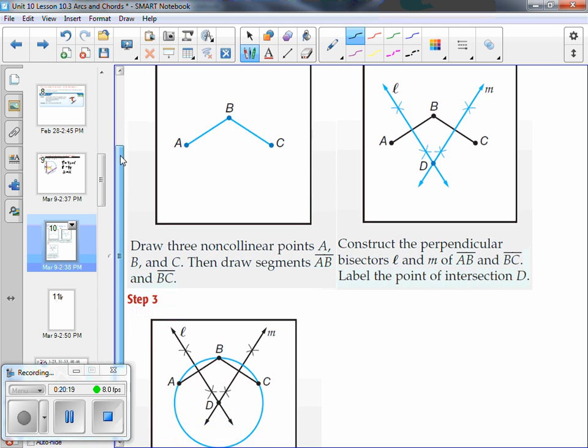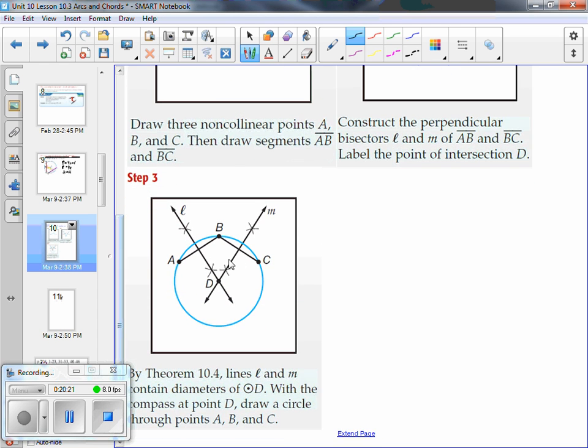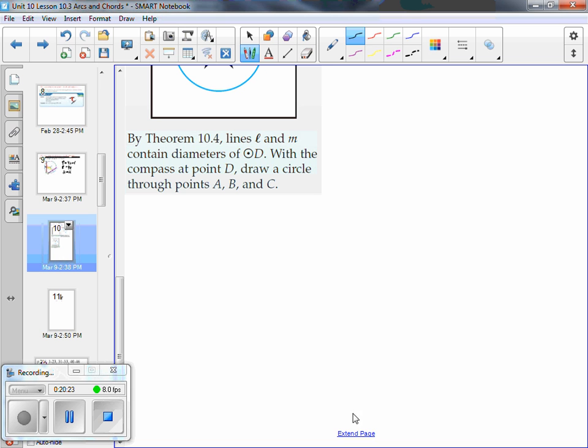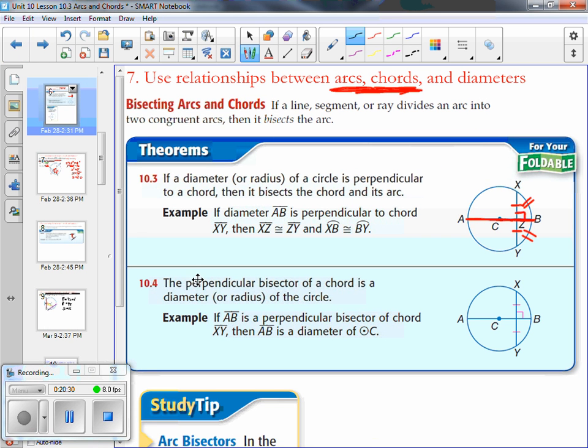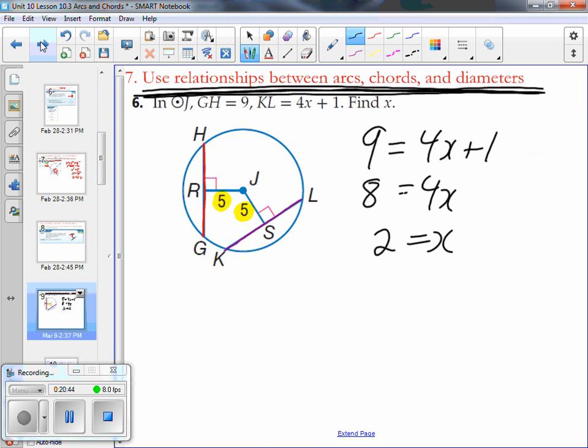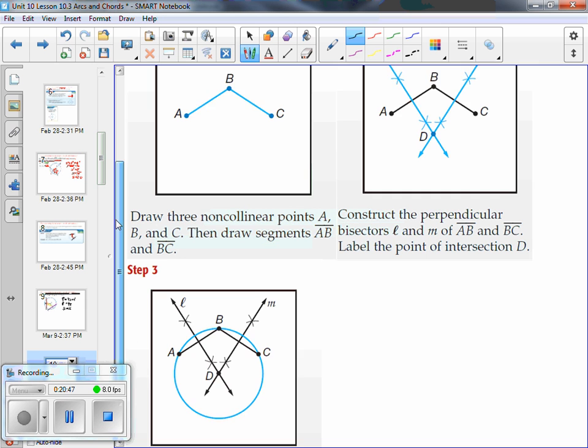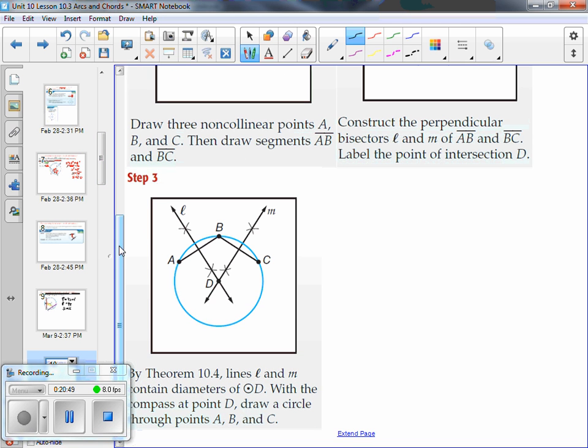And then, don't look at the drawing yet. Look at what it says under the last drawing. By Theorem 10.4, I've already forgot what it said. Here it is. The perpendicular bisector of a chord is the diameter of the circle. Oh, they just had us construct perpendicular bisectors of segments. So those perpendicular bisectors will contain diameters of the circle.